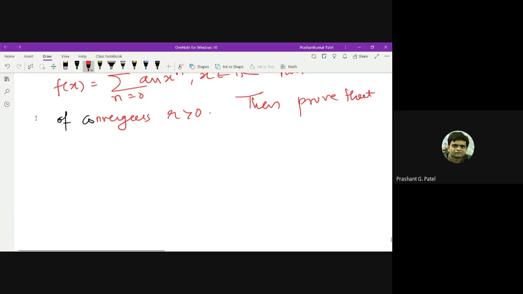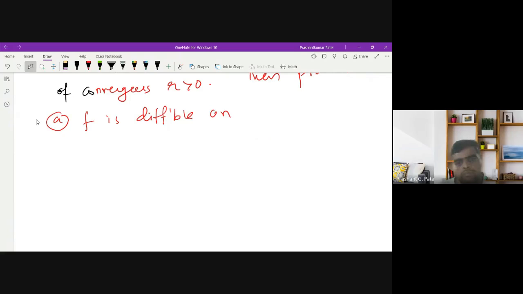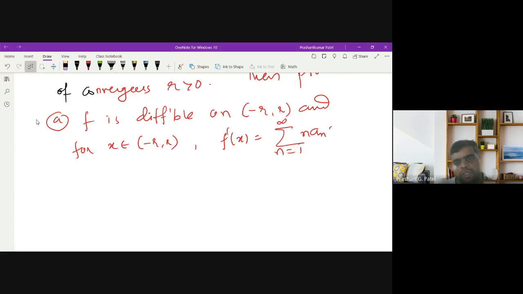That is the first one. f is differentiable on -R to R, that is, on the interval of convergence. And for x belonging to -R to R, f dash of x is exactly the term by term differentiation, that is, the sum of n into an x raised to n minus 1.